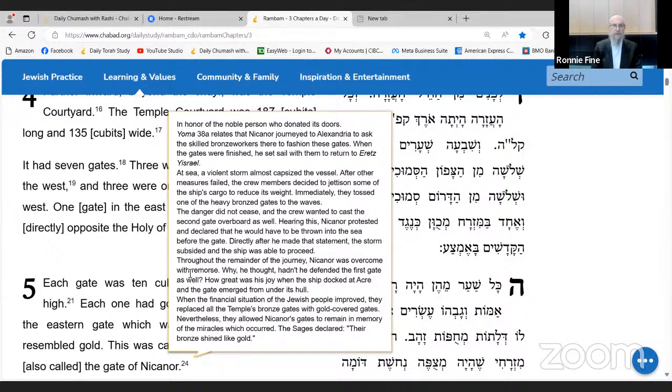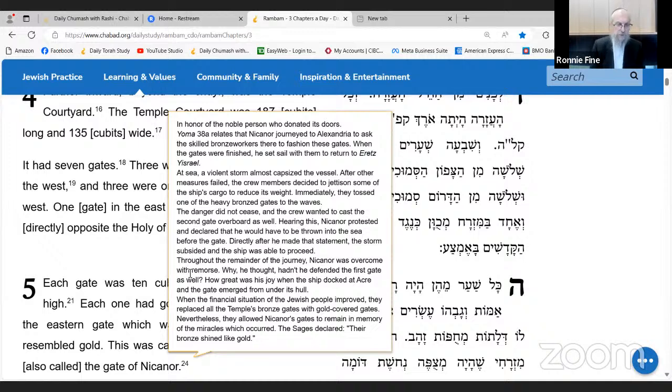Nicanor traveled to Alexandria to ask the skilled bronze workers there to fashion these gates. When the gates were finished, he set sail with them to return to Israel. At sea there was a violent storm that almost capsized the vessel. After other measures failed, the crew members decided to jettison some of the ship's cargo to reduce the weight. They immediately tossed out the heavy bronze gates to the waves. The danger did not cease. The crew wanted to cast the second gate overboard as well.